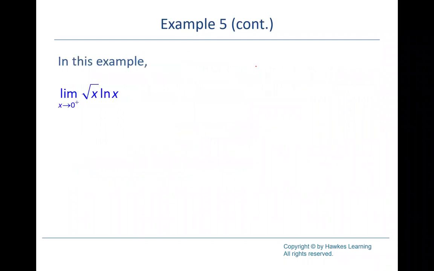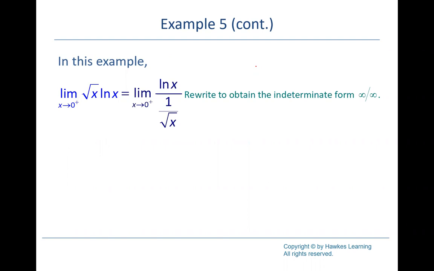So returning back to our earlier example, we will rewrite this as follows. We'll choose to leave the ln x in the numerator because it is much easier to differentiate 1 over root x than it is to differentiate 1 over ln x. Remember, we know in applying L'Hopital's rule that we are going to need to differentiate the numerator and denominator separately. And so we want to try to keep our functions as simple and easy to evaluate or differentiate as possible.